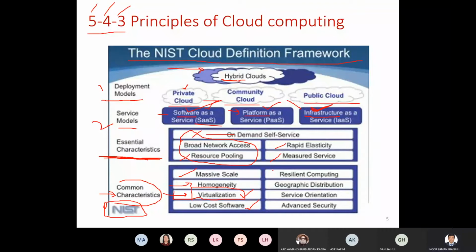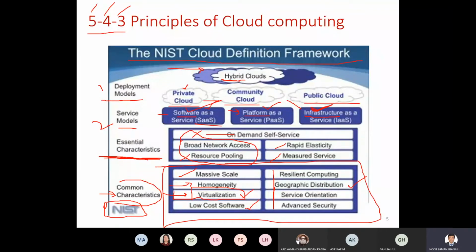In the same way, from here to here, someone may have it, like you can see at this point, geographic distribution. For a private cloud, we may not require geographic distribution, but for a public cloud we require it at a massive level. If it's private, maybe we don't need it at a massive scale. So these are the things we need to understand, and this is why we group these characteristics as common.